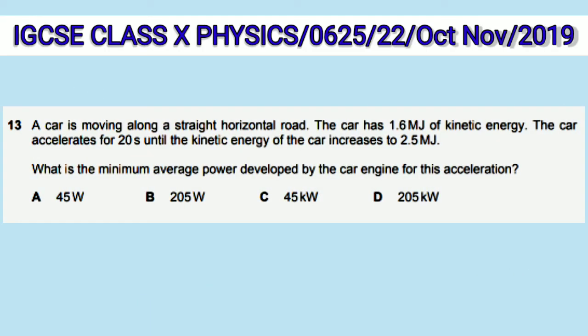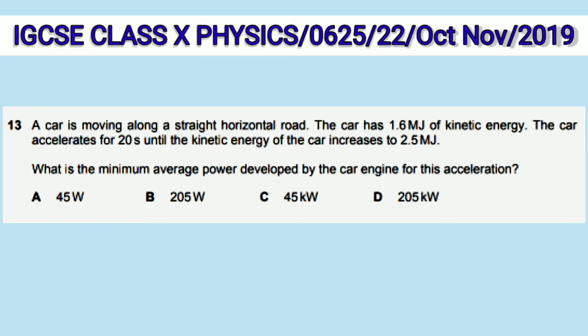13th question. A car is moving along a straight horizontal road. The car has 1.6 megajoule of kinetic energy. The car accelerates for 20 seconds until the kinetic energy of the car increases to 2.5 megajoule. What is the minimum average power developed by the car engine for this acceleration?